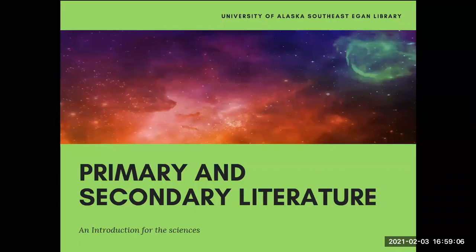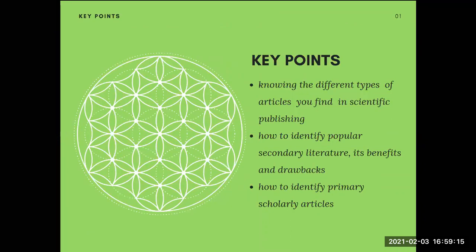This is a presentation on primary and secondary literature, an introduction for the sciences. The key points are knowing the different types of articles you find in scientific publishing, how to identify popular secondary literature, its benefits and its drawbacks, and how to identify primary scholarly articles.